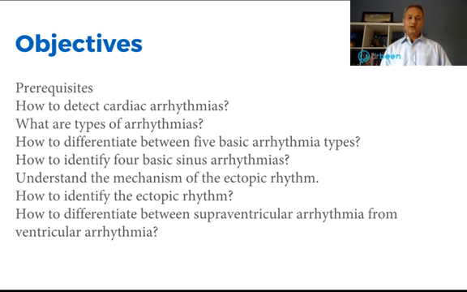What are we going to do in this series of lectures? So again, this series of lectures is part of the EKG interpretation series. How to detect cardiac arrhythmias. That is very important. How do you see an EKG and say, all right, I understand that there is an arrhythmia going on? What are the types of arrhythmias? There are 5 types of basic arrhythmias, so you should be able to know how to identify them. Then how to differentiate between these arrhythmias. How do you say that this is the sinus arrhythmia versus this is the junction arrhythmia, and so on.